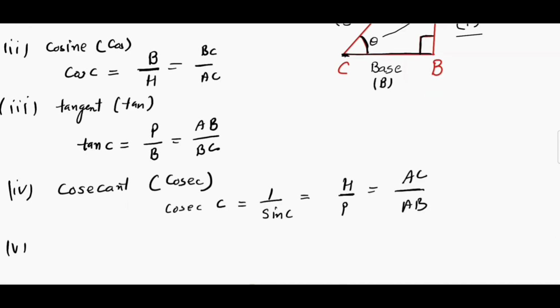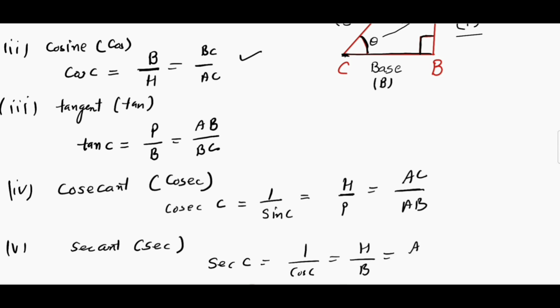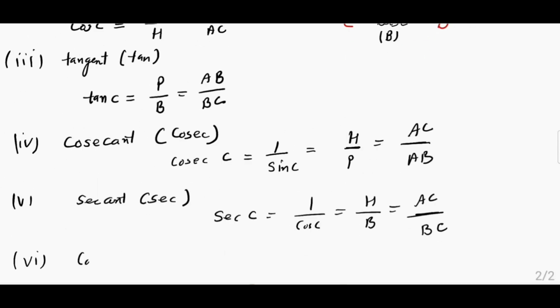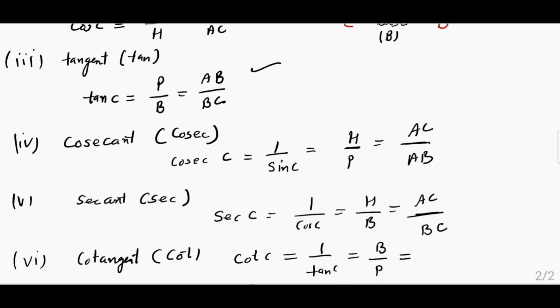Next we have the fifth one, which is secant, and secant we represent with sec. So secant of angle C is equal to the reciprocal of cos C. It means this will be equal to hypotenuse divided by base. So hypotenuse is AC and base is CB. Next, sixth is cotangent, and we represent it with cot. So cot of angle C is equal to the reciprocal of tangent C. This is equal to base divided by perpendicular, which is BC divided by AB.